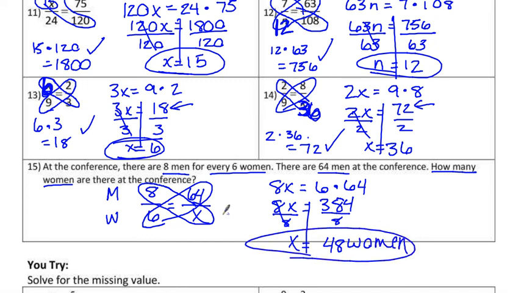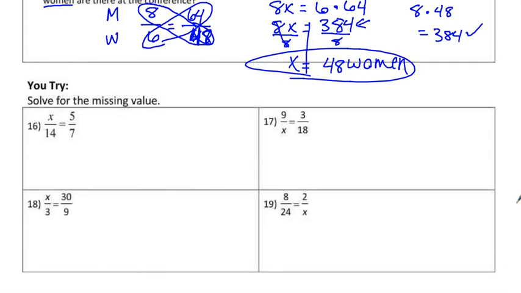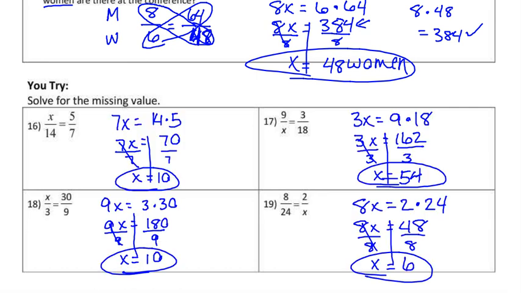And if you plug that back in, if you put 48 here instead of x, 8 times 48 does equal 384, like it does right there. So we got it right. So I want you to try the bottom 4 on that page. Pause the video here, try them, check them, and you can unpause to check your work. And here are your answers for those last 4 problems.